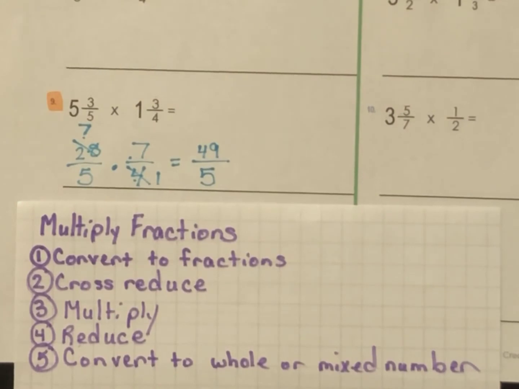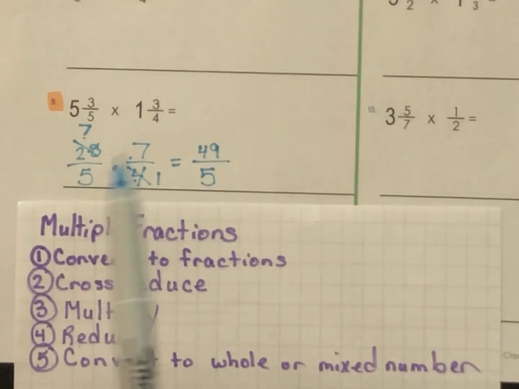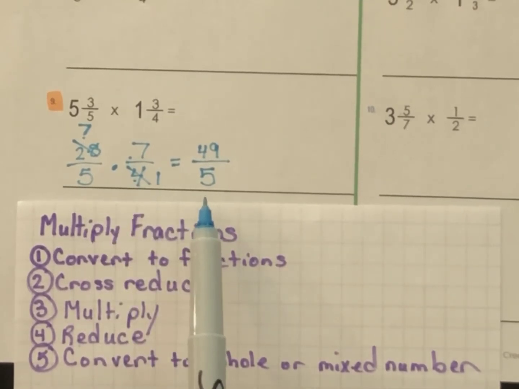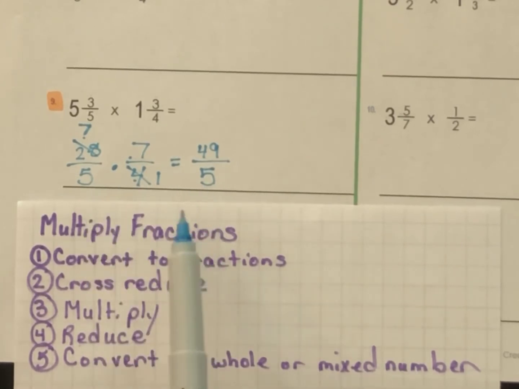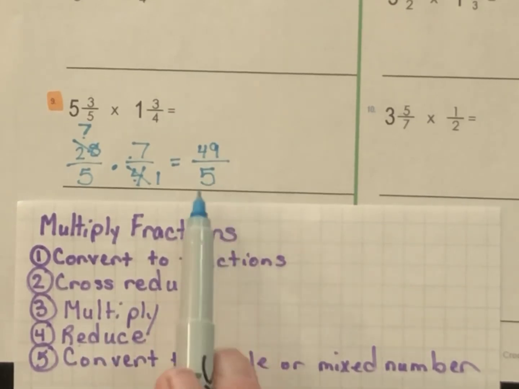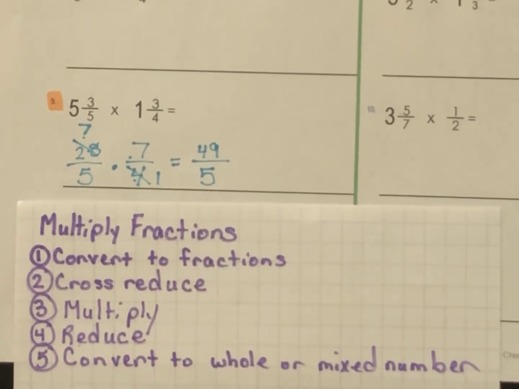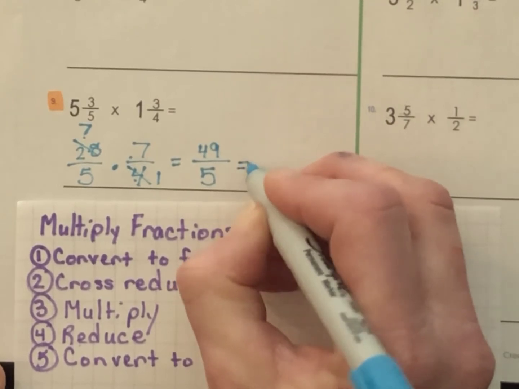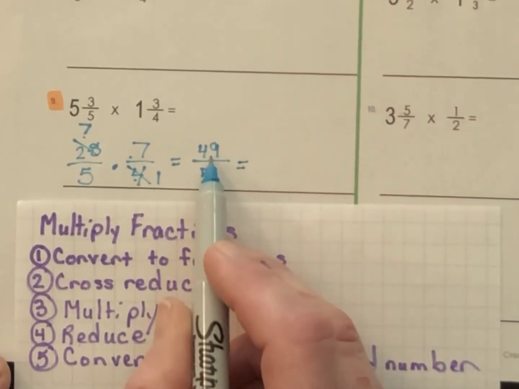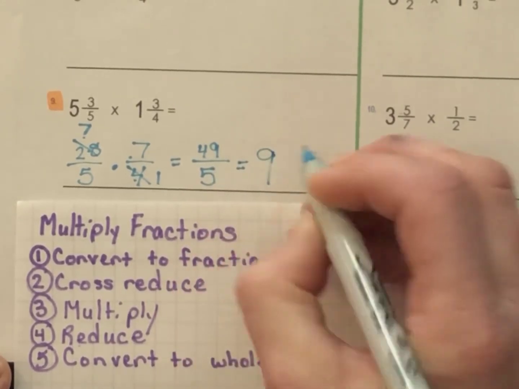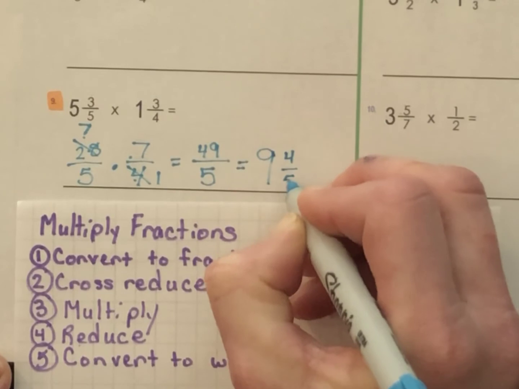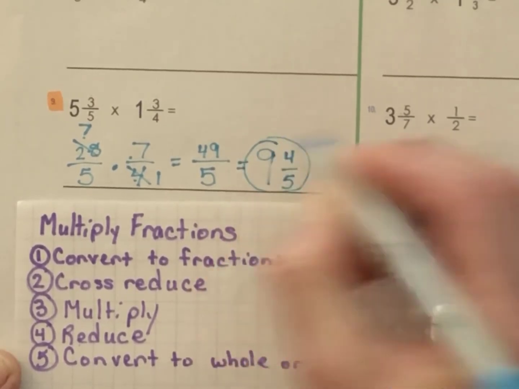Most of the time, or some of the time, maybe half the time, I don't know, when you cross reduce here, you don't have to reduce here. But there are times when you cross reduce and yet you still have to reduce again. This is not one of those times. Number 4, I cannot reduce that. So down to number 5. 49 fifths. It's improper, so I'm going to convert it to a mixed number. It becomes 9 and 4/5. There we go.